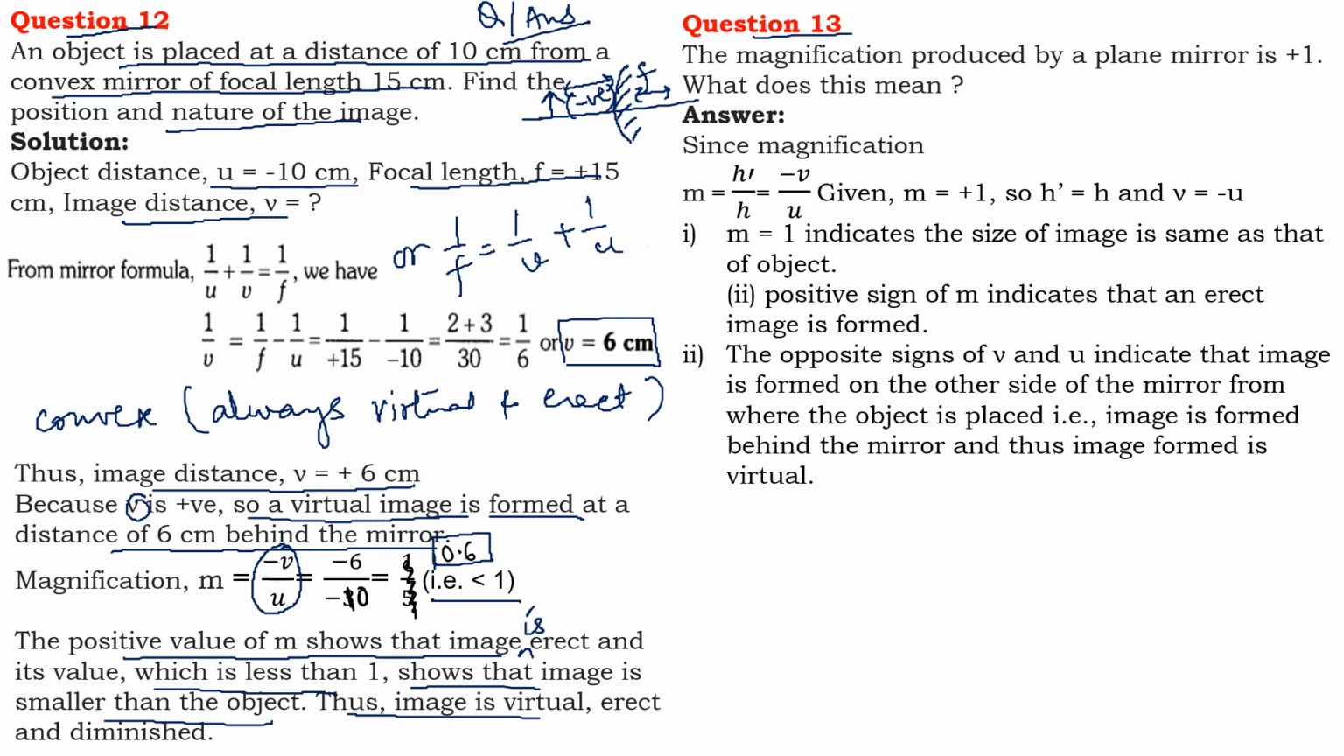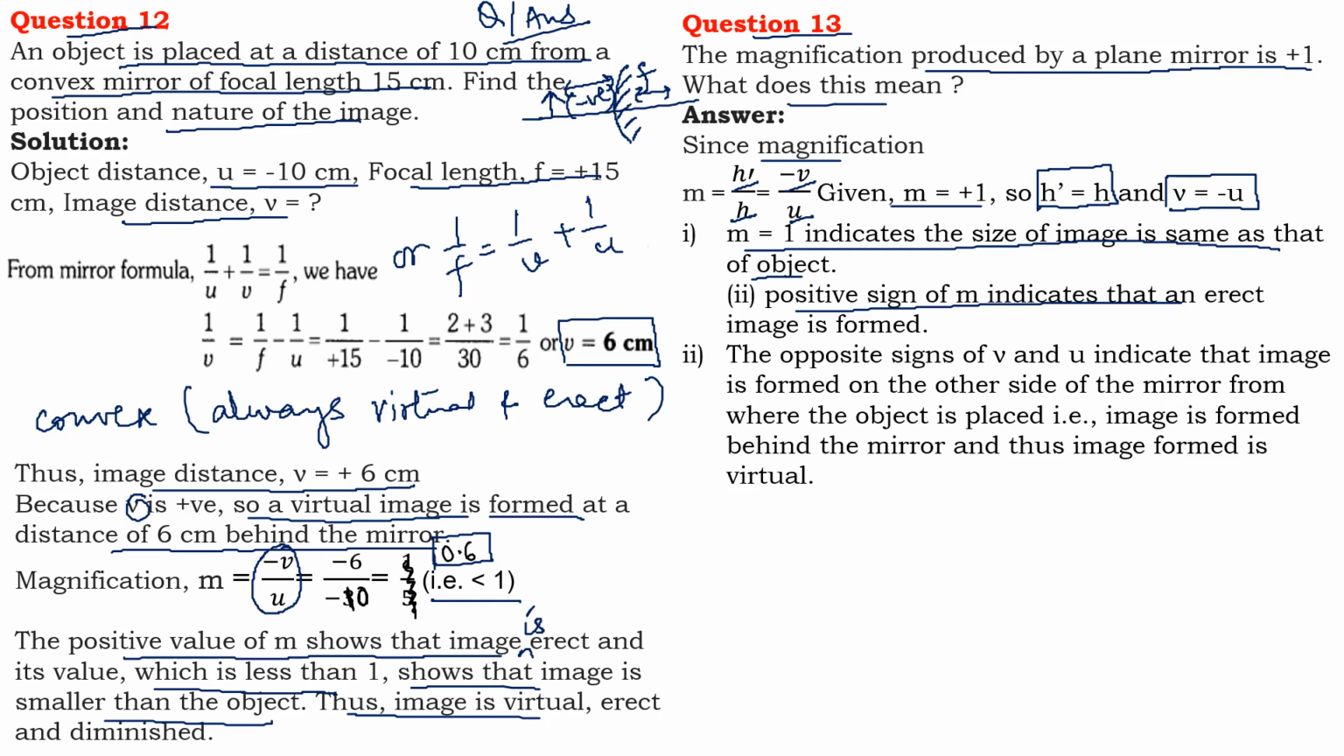Question number 13. The magnification produced by a plane mirror is plus 1. What does it mean? It directly means, looking at it also, you can see that the height of the image and the height of the object are the same. Magnification is h dash, the height of the image, by h, the height of the object, that is equal to minus v by u, that is given as 1. So h dash is equal to h, which means the height of the image is equal to the height of the object, and the distance is the same but in the opposite direction. M equal to 1 indicates that the size of the image is the same as that of the object, and the positive sign of M indicates that an erect image is formed.